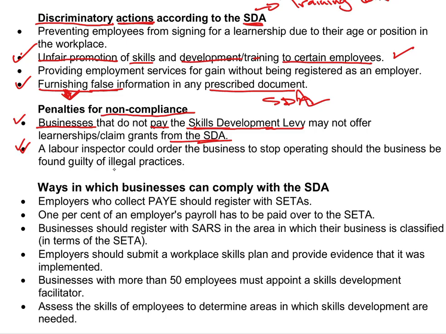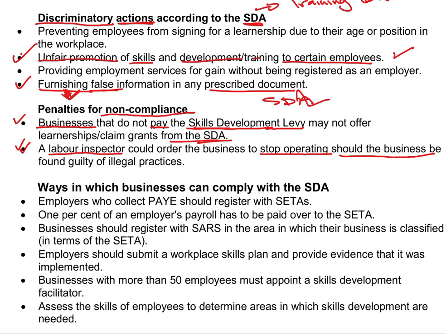So they are saying that a labor inspector, they are inspectors, guys, could order the business to stop operating should the business be found guilty of illegal practice. So this one is very tricky. The way they wrote their English, it's HL, and some of us did FAL. So they are saying that we are talking about penalties under the Skills Development Act, remember.